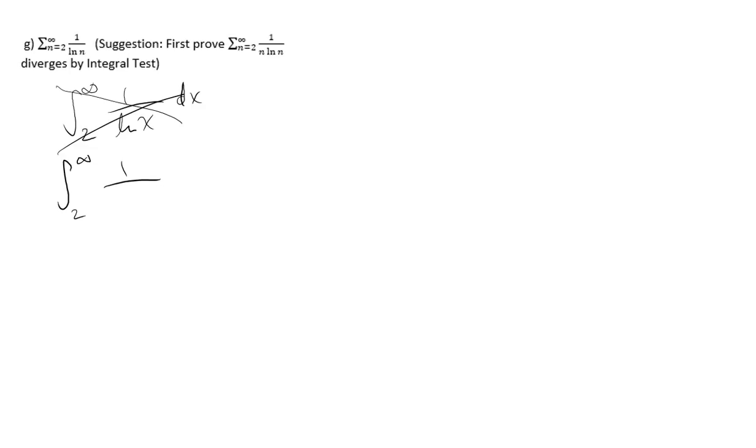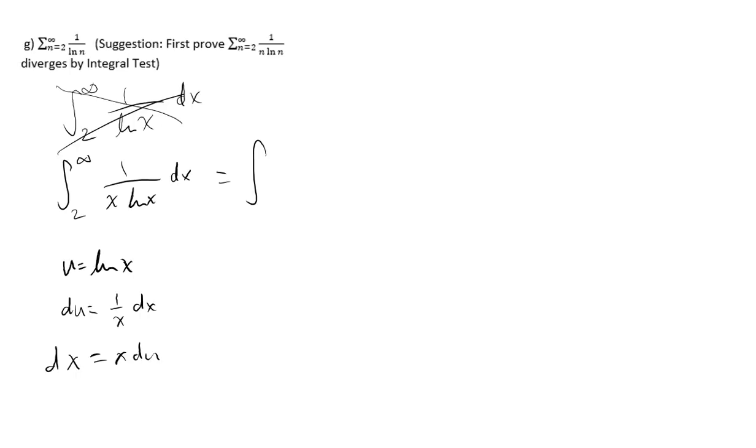Okay. All right. So we have the integral of 1 over x ln of x dx. We have u equal to ln of x. That's the requirement for doing this integral here. du would be 1 over x dx. Multiply the x to the other side, so you have dx equals x times du. And then when x is 2, u is ln of 2. When x is infinity, u is still infinity.